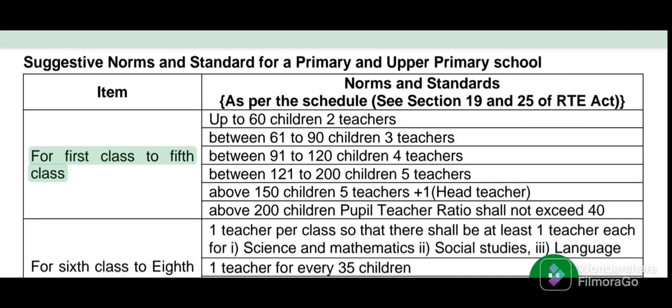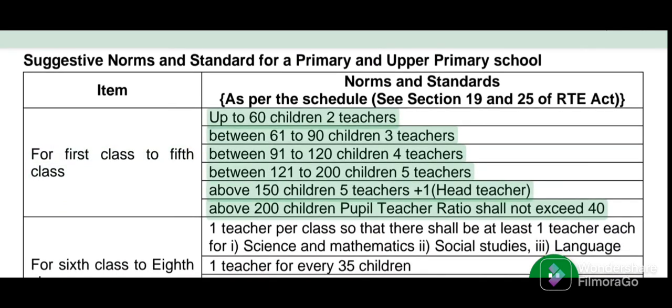For 1st class to 5th class: up to 60 children, 2 teachers; between 61 to 90 children, 3 teachers; between 91 to 120 children, 4 teachers; between 121 to 200 children, 5 teachers; above 150 children, 5 teachers plus 1 head teacher; above 200 children, pupil teacher ratio shall not exceed 40.